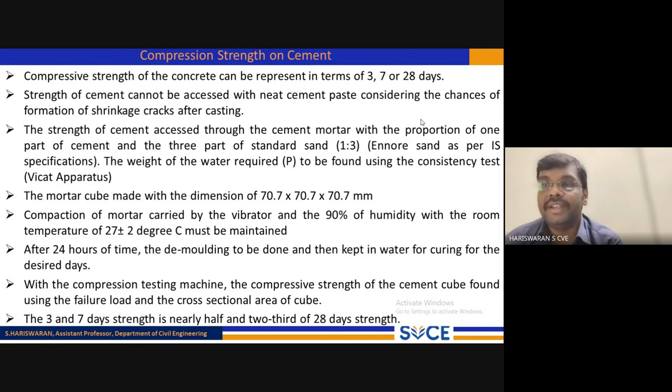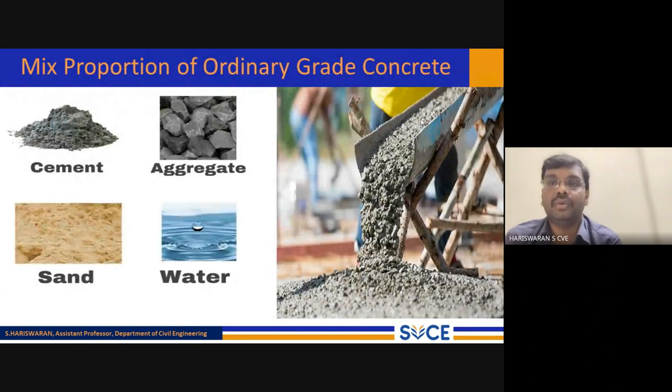As per Indian standard, they suggest a room temperature of 27 degrees plus or minus 2 degrees to conduct this test. Meanwhile, the humidity must be 90%. It should not be more than that. For compacting such a small mortar cube, we can make use of a vibrator. Instead of tamping, we can use a vibrator for getting good results.